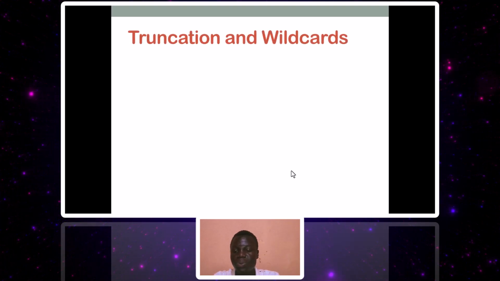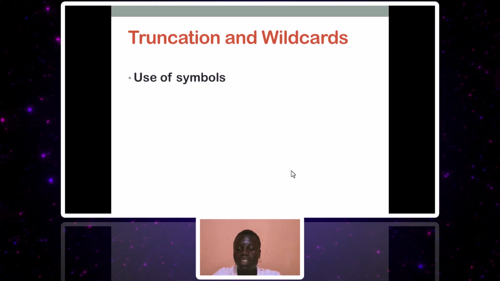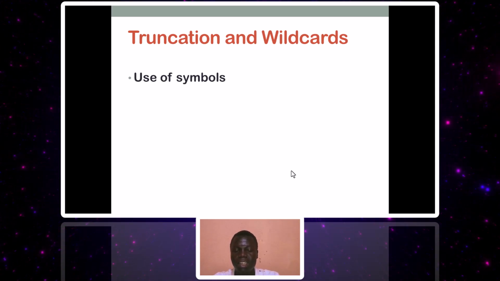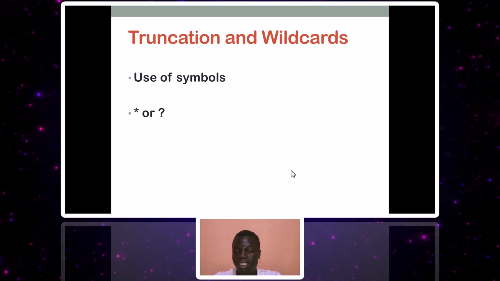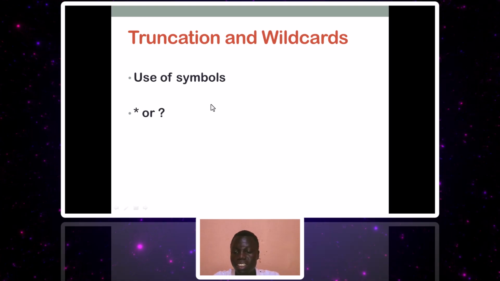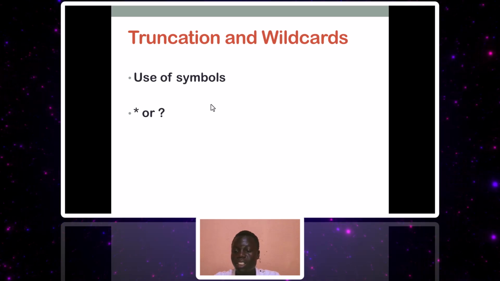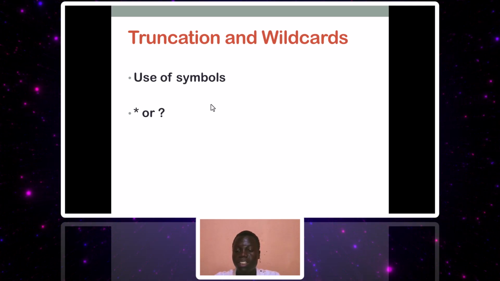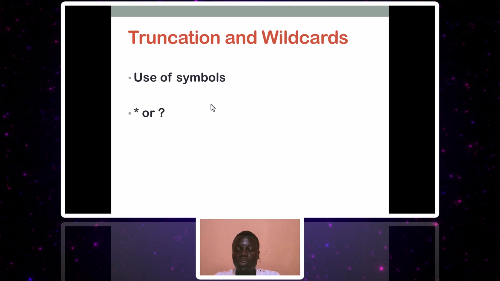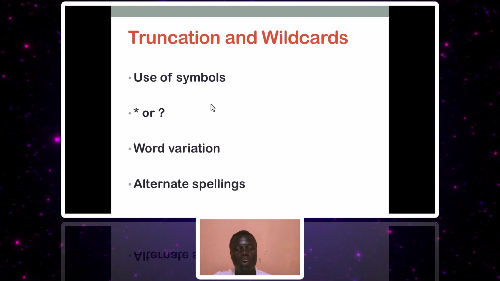This will take us to our next topic, and that is truncation and wildcards. For truncation, these are symbols like the star, this star, which is the asterisk sign, or the question mark. This is a Boolean operator and wildcards in such a way that they include word variations and alternative spellings. If you put these in your search, they are basically used to include word variations or alternative spellings, as you can see here.